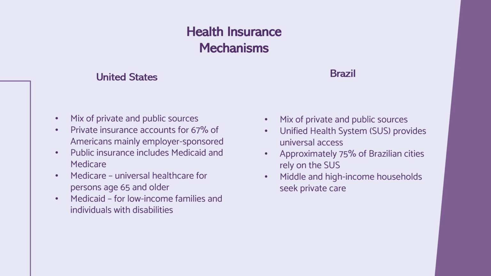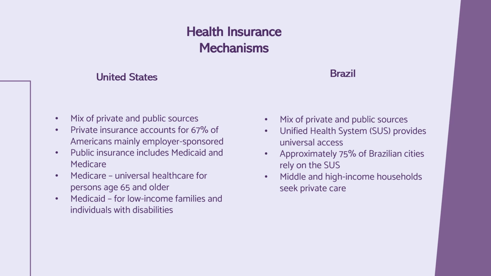The U.S. is a mix of private and public sources. In the U.S., there are various types of private insurance plans. These plans offer different structures for accessing healthcare services and providers, and most of them are sponsored by the employer. This accounts for how 67% of Americans get access to healthcare.